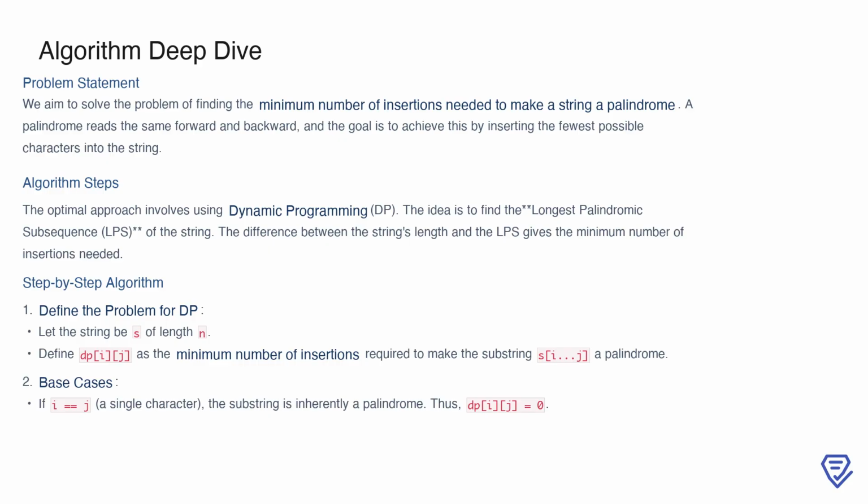In this problem, we are tasked with finding the minimum number of insertions needed to transform a given string into a palindrome. A palindrome, as you know, reads the same forward and backward. Our goal is to achieve this transformation by adding as few characters as possible.